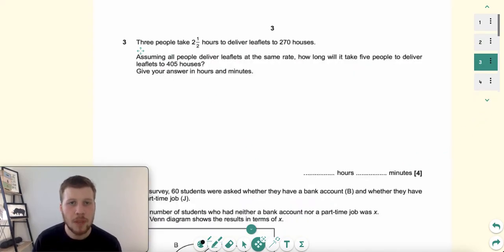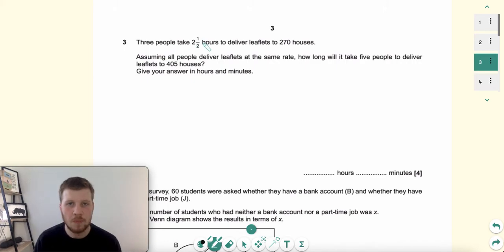Question 3 is about a proportion question. 3 people take 2.5 hours to deliver to 270 houses. Assuming everyone delivers at the same rate, how long will it take 5 people to deliver the leaflet to 405 houses? Give your time in hours and minutes. It's important to note that.